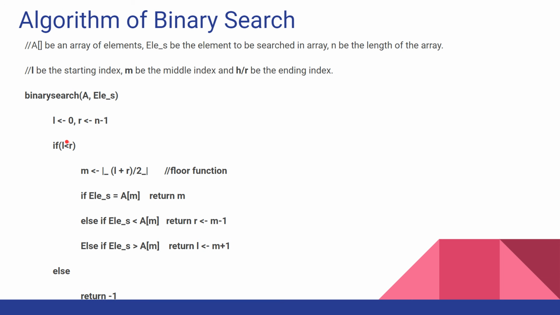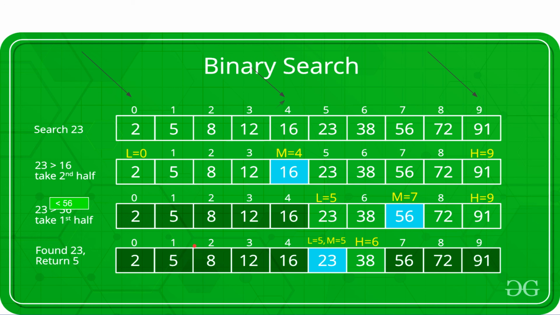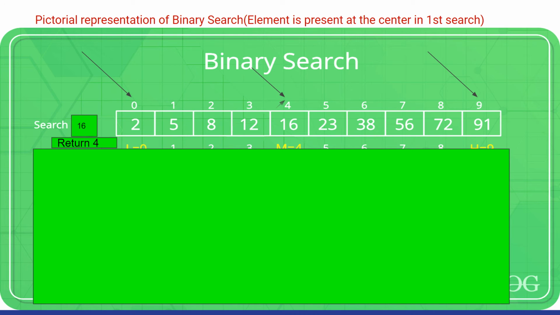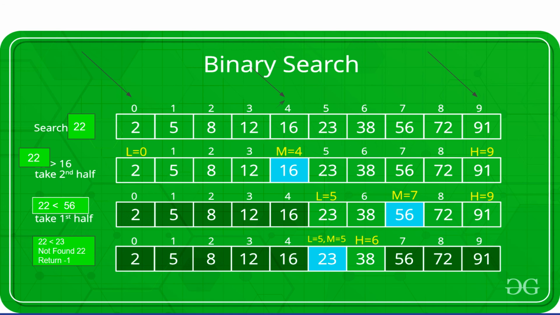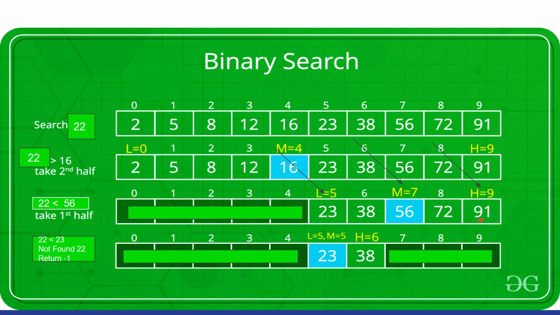Again L is less than R, so again we come in. As the value of L comes out to be 5, we have to forget our array from index 0 to 4. Now we have to find our element in the array starting from index 5 and ending at index 9. Fine. Since we are finding our element 22 in this array, starting at index 5 and ending at 9, we have to update our M, that is the middle index.